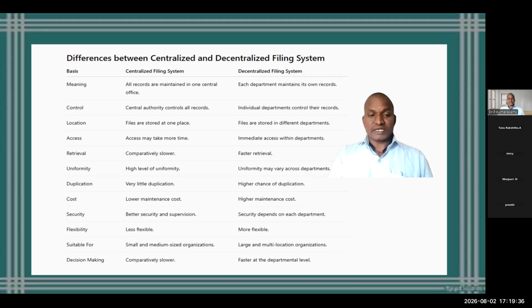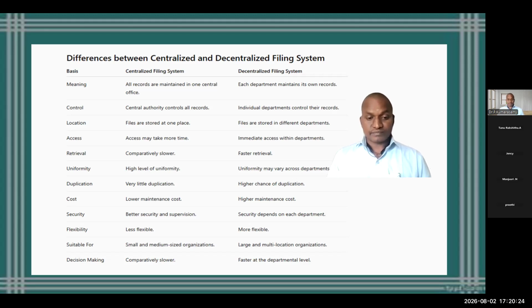Uniformity: centralized filing system has a high level of uniformity, decentralized has a low level. Duplication: very little duplication in centralized, a high chance of duplication in decentralized. Cost: lower, higher. Security: better, while in decentralized it depends on each department. Flexibility: less flexible, while decentralized is more flexible. Suitable for small and medium-sized organizations. So the centralized filing system is suitable only for small and medium-sized organizations, while the decentralized filing system is suitable for large and multi-location organizations.